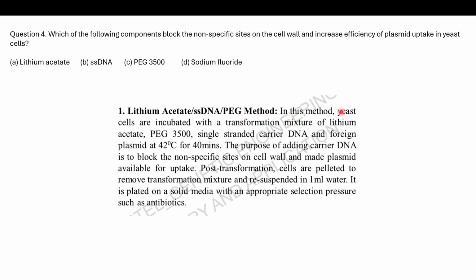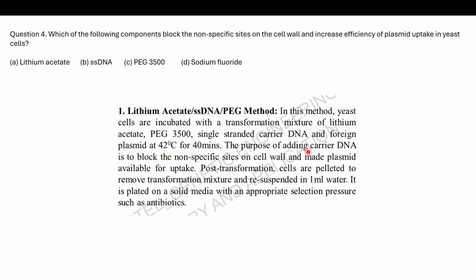In case of yeast cells, they are incubated with a mixture of lithium acetate salt and PEG. The PEG molecular weight can range from 2000 to 4000, 5000, 6000, and even 20,000. This is basically a crowding molecule, so it brings different components together and helps in making a tighter complex. Then single-stranded carrier DNA and foreign plasmid are used for transformation, and heat shock is given for a much longer time.